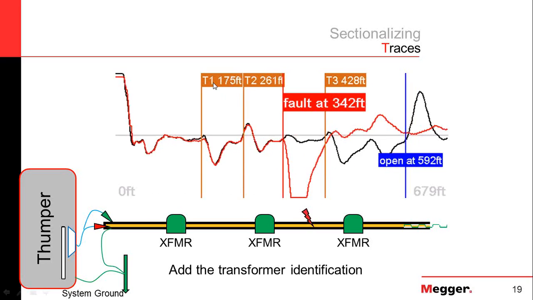So if you look here, we have a T1, a transformer 1 at 175 feet from the point of hookup. Then there's a second transformer, and then there's a third transformer. And we can see that the fault lies between T2 and T3. So that gives the operator a good set of information on where to go down his circuit.